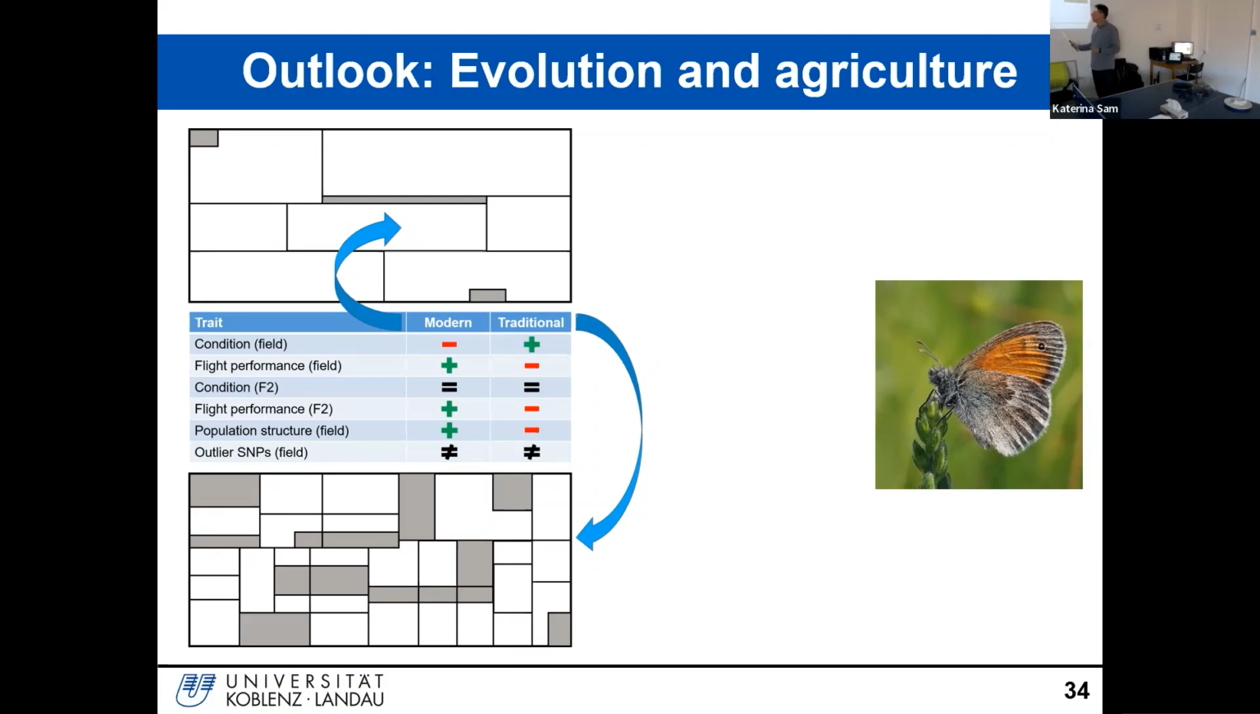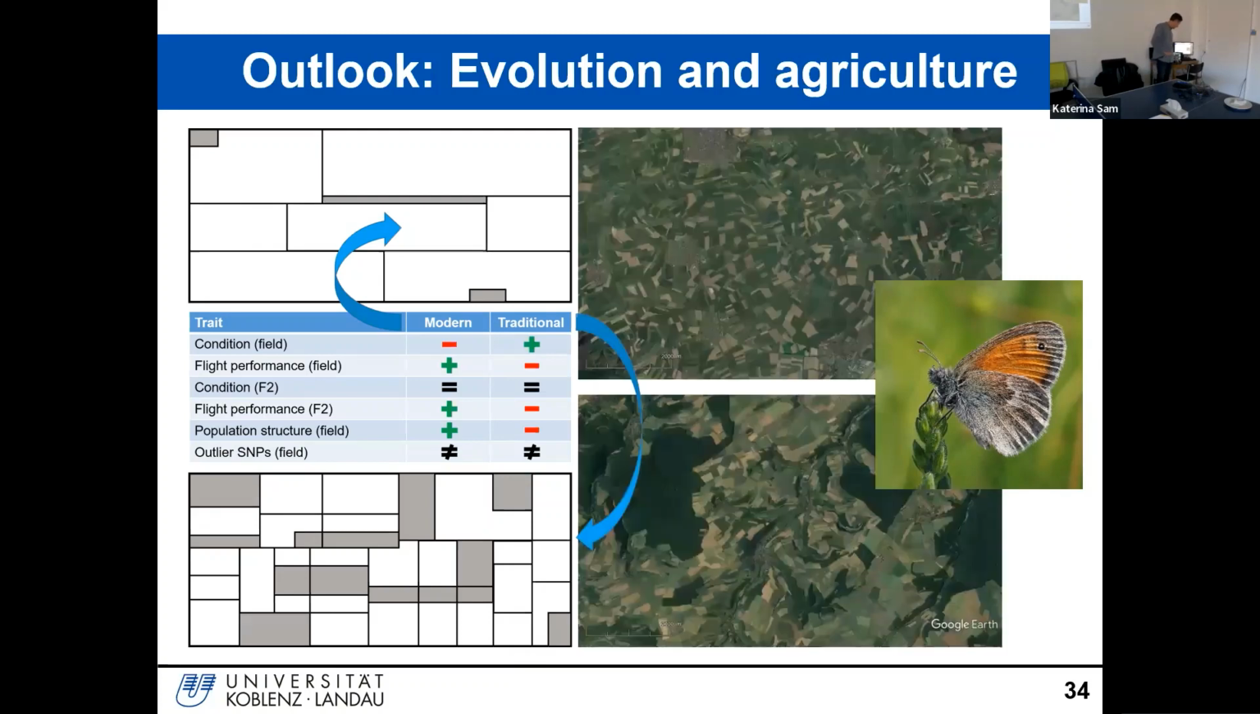You have a higher proportion of semi-natural habitats which are much better connected. And I can show you two aerial photographs. It's not good to see, but basically this is an agricultural landscape composed of more than 90% crop fields. And this is sort of a traditional landscape.